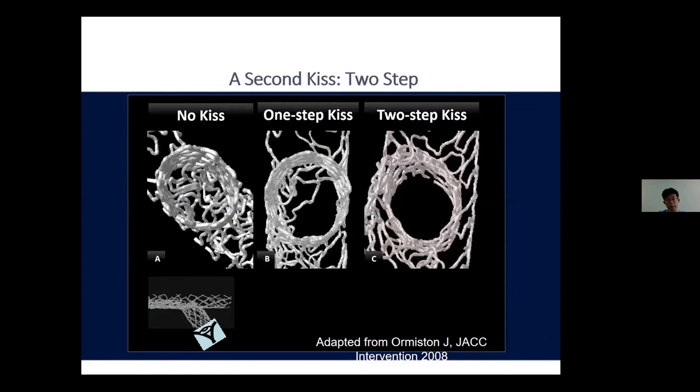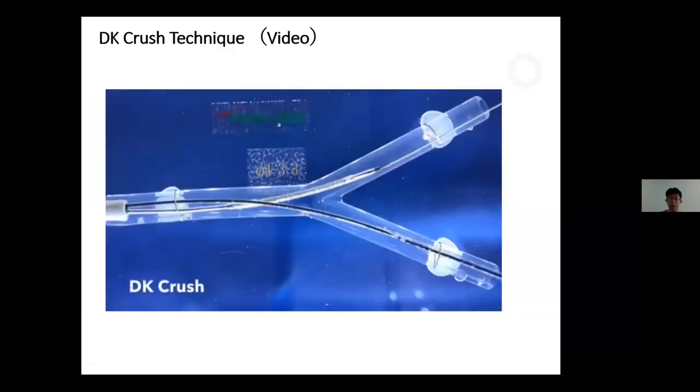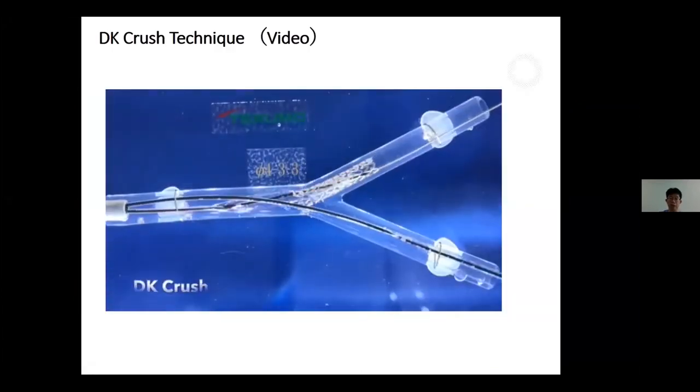The second kissing balloon is useful to avoid stent strut. If we perform DK crush with no kissing, as you can see, there is much stent strut. One-step kissing has some strut. But if we perform 2-step kissing, there is a very clear opening of the side branch. It means there is no stent strut. This is a DK crush technique from an IVUS-guided case.